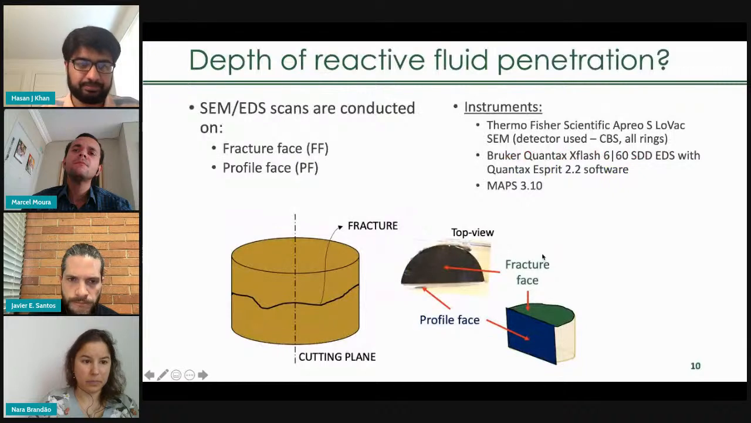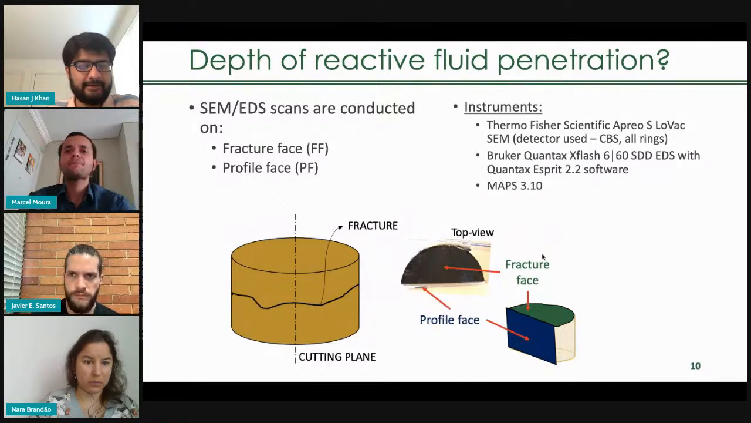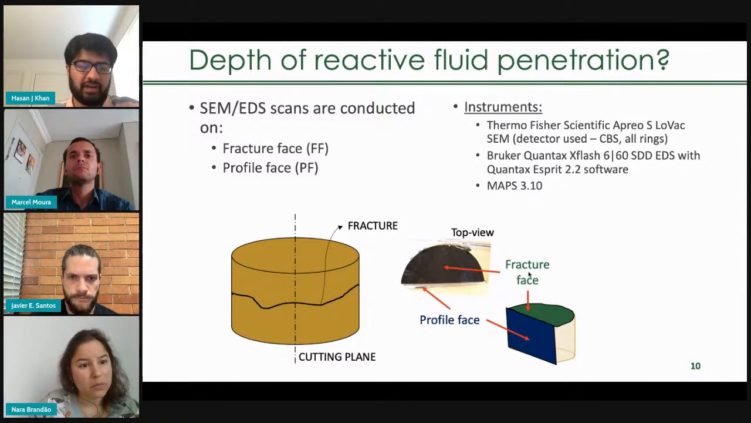So once the CT scans have been conducted, the next step is to dry out the sample and then conduct SEM scans. For this, we cut out the core, we open it along the fracture face, and then slice it along the cutting plane. So this exposes two phases. The first phase is the fracture phase, that is where the fluid was flowing through during the experiment. The second phase is the profile phase, that is the depth inside the rock away from the fracture surface, that is orthogonal to the fracture surface.